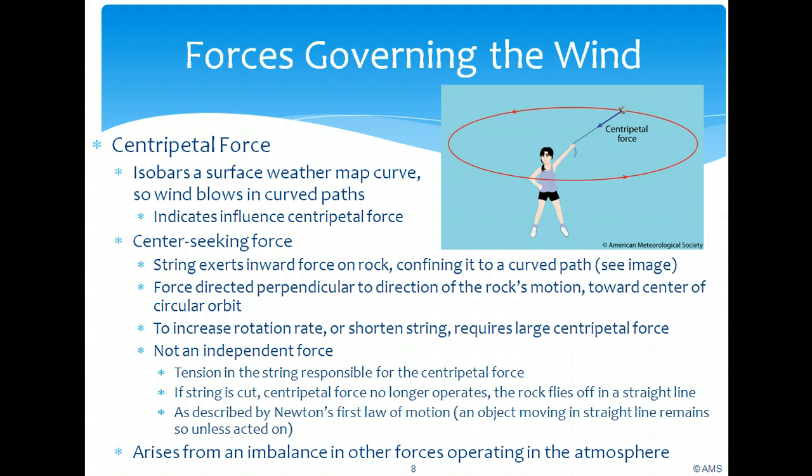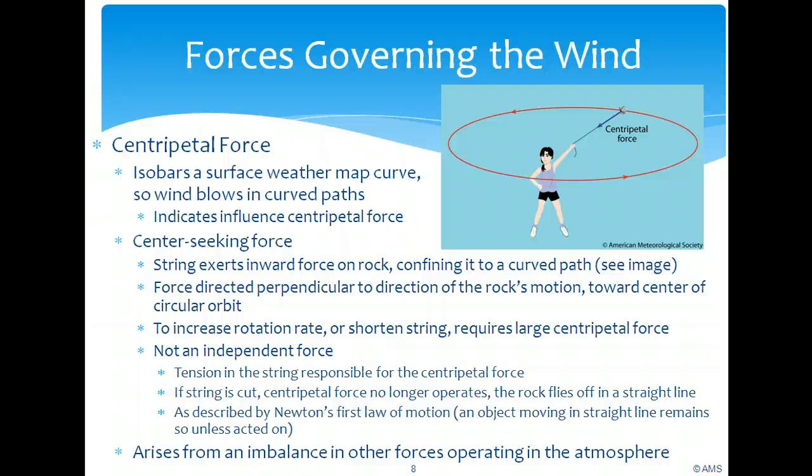Centripetal force is easily demonstrated, and this diagram demonstrates that. A rock is tied to a string and then whirled about so that the tethered rock travels in a circular orbit of constant radius. The string exerts an inward force on the rock, confining it to the curved, or what we know as circular, path. From the diagram you can see that the direction and motion of the rock is related to the center force, or centripetal force, or center-seeking force.